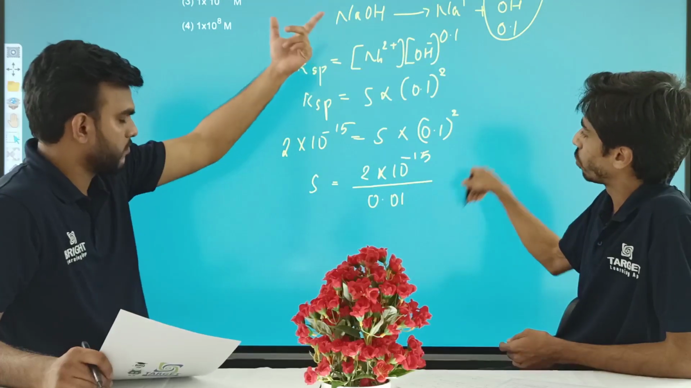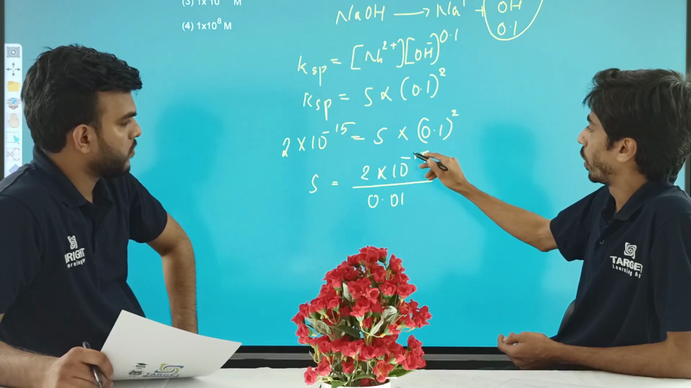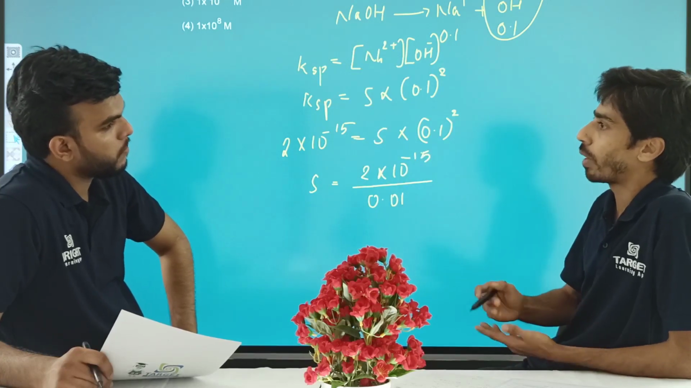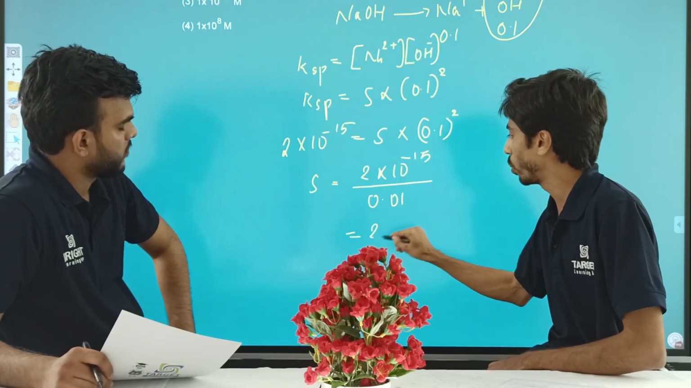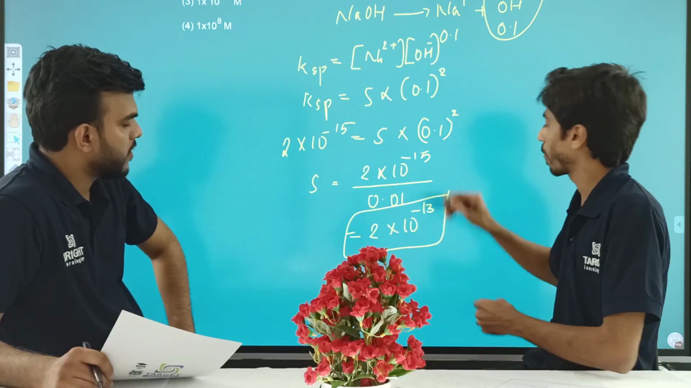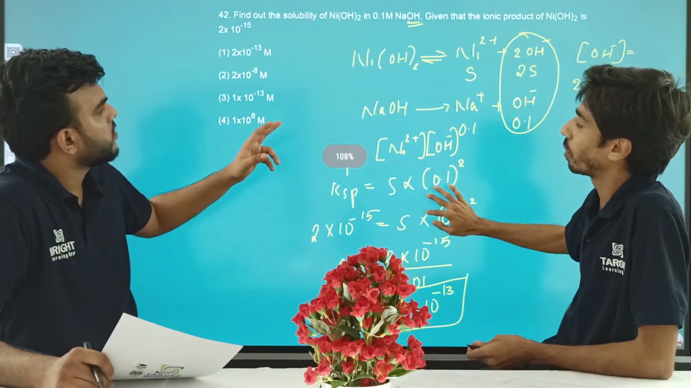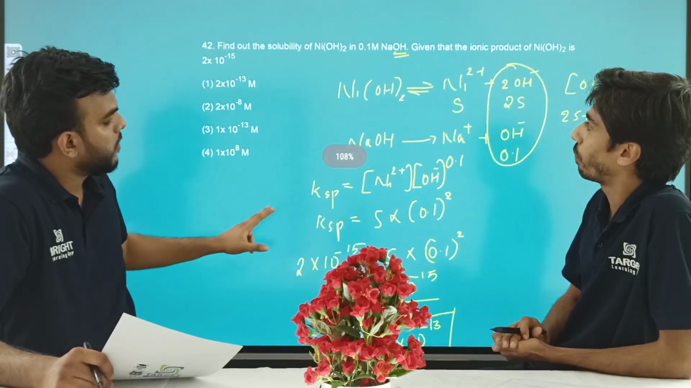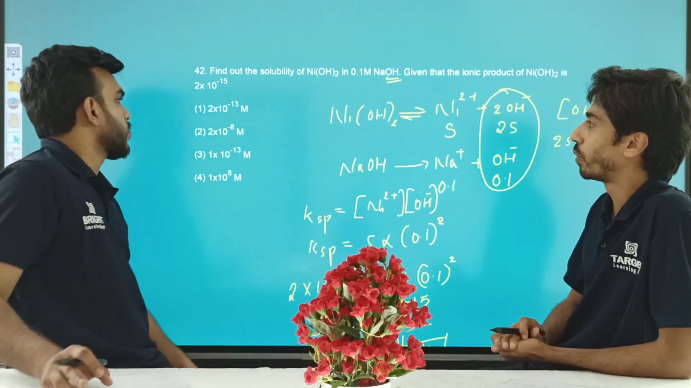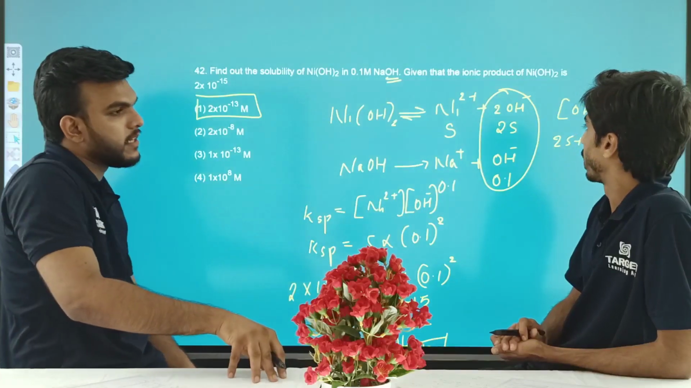If that 10 raised to minus 2 comes to the top, it will be 10 raised to 2. So 10 raised to 2 into 10 raised to minus 15 will be 10 raised to minus 13. So the answer will be 2 into 10 power minus 13, that will be the final answer. This will be the solubility, that S value, so here the answer is 2 into 10 raised to minus 13 molar.